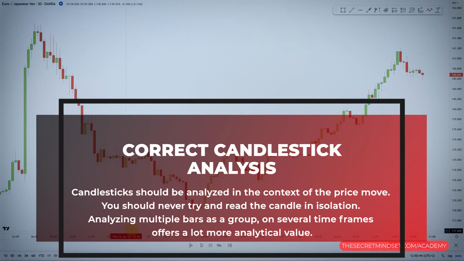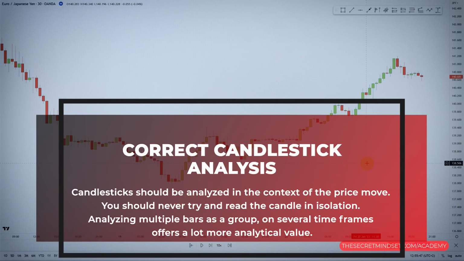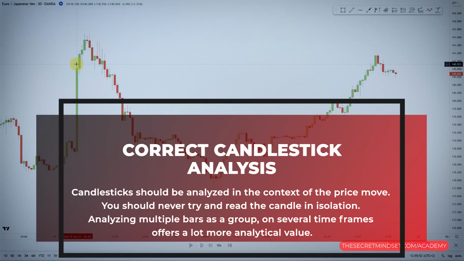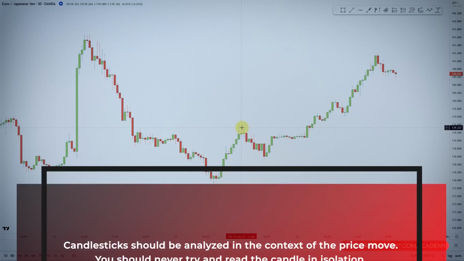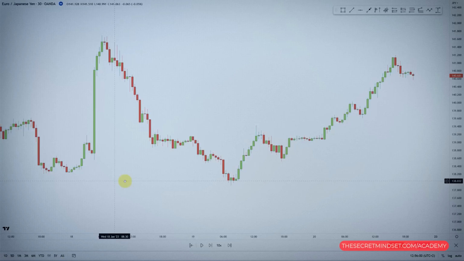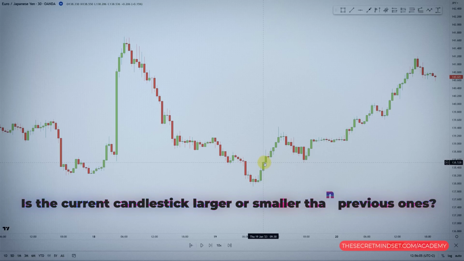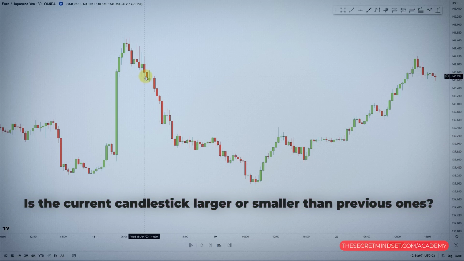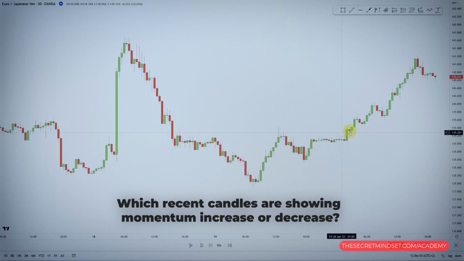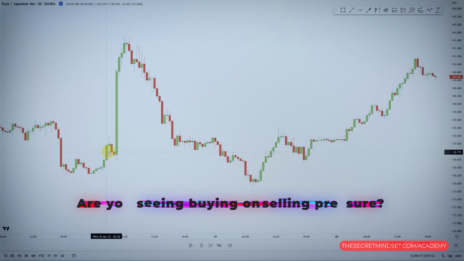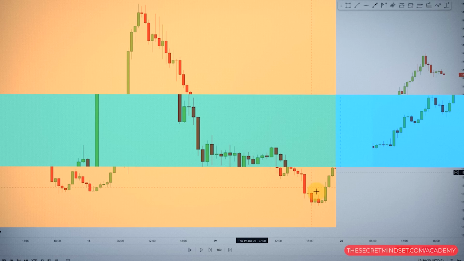Candlesticks should be analyzed in the context of the price move. You should never try and read the candle in isolation. Analyzing multiple bars as a group on several timeframes offers a lot more analytical value. The point is, start reading the current candle in relation to the previous bars. Is the current candlestick larger or smaller than the previous ones? Which recent candles are showing momentum increases or decreases? Is the size of the body meaningful or not? Are you seeing buying or selling pressure?